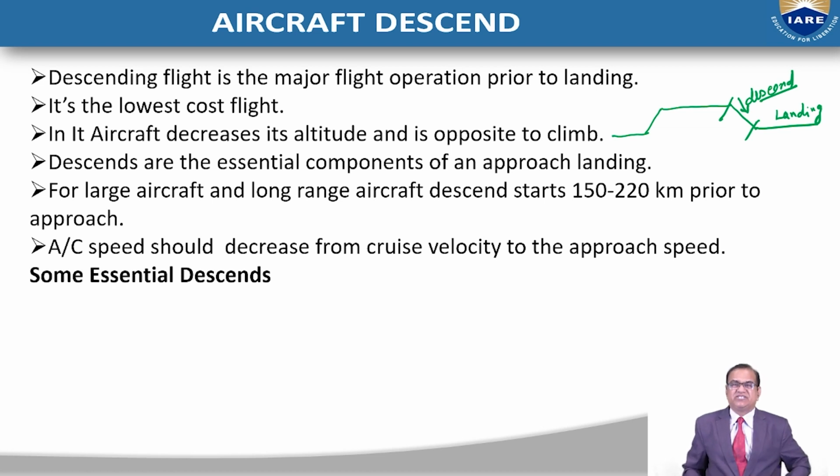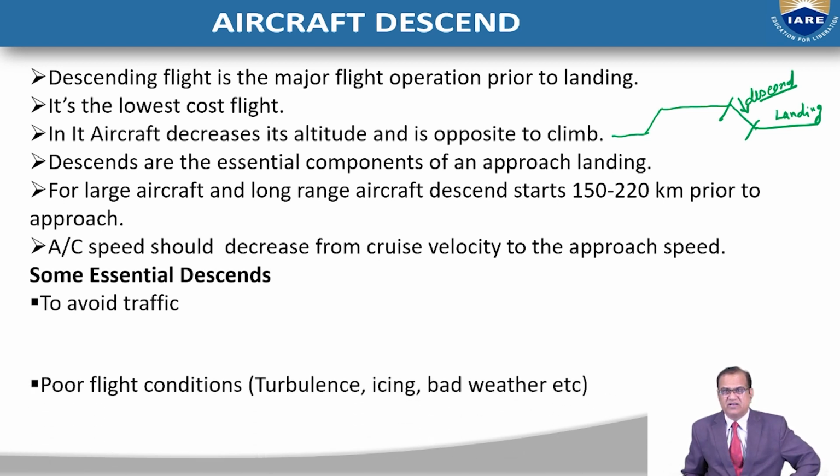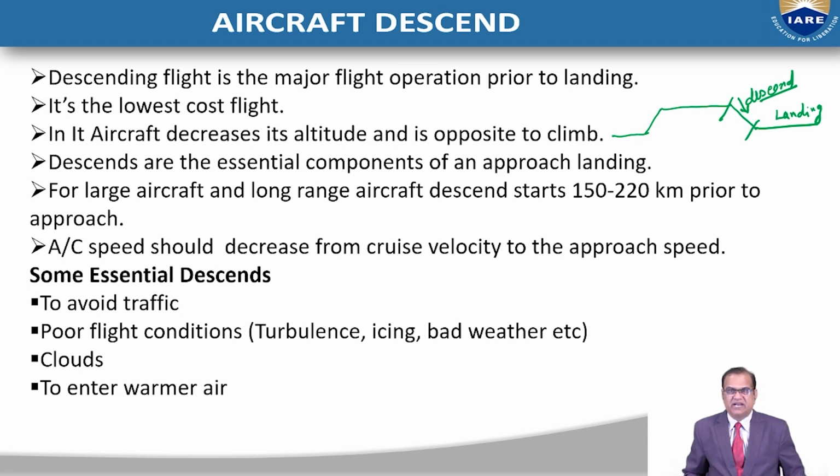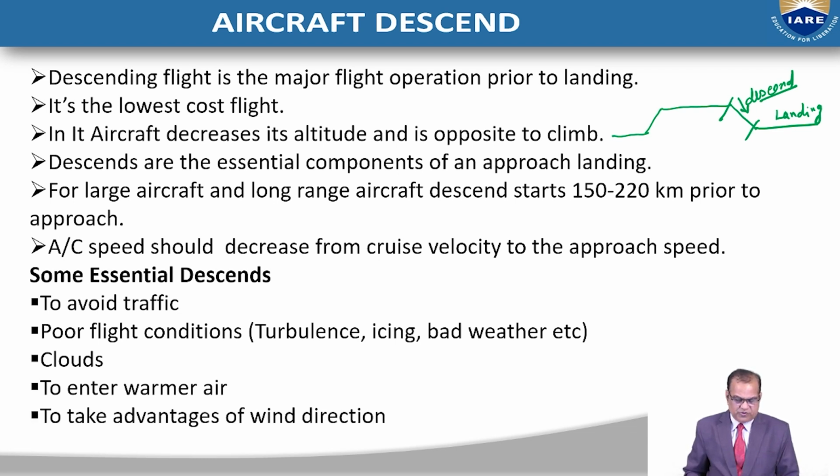Some essential descents are to avoid the traffic. In which conditions do we have to make our aircraft come down? To avoid traffic, poor flight conditions, turbulence, icing, bad weather, clouds, to enter warmer air, and to take advantage of the wind direction.